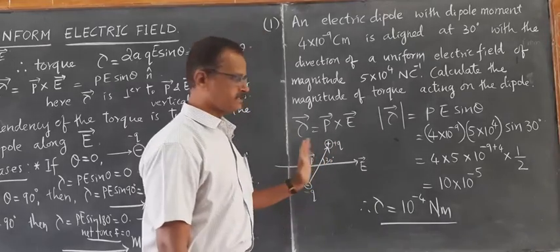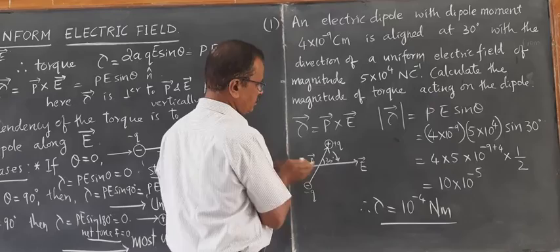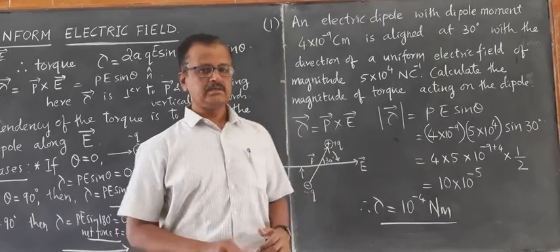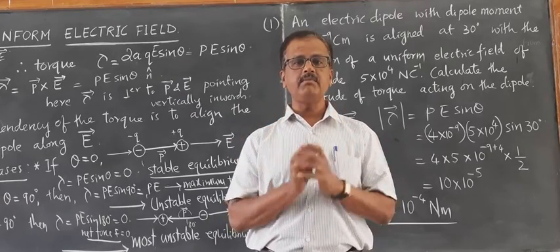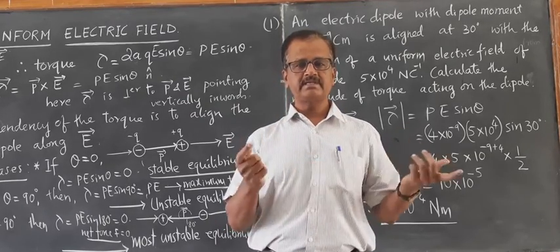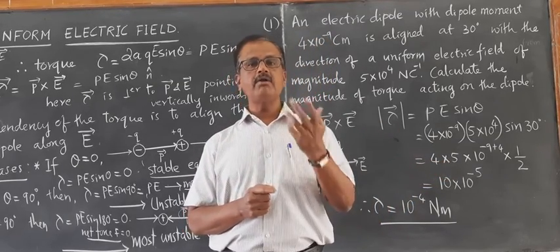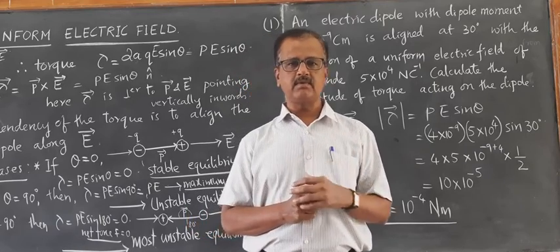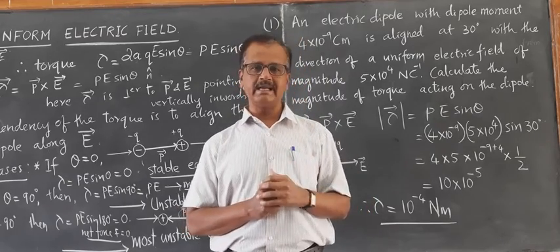So the tendency of this torque is to turn the dipole and align it along the direction of the electric field. So this is the case when the dipole is placed in the uniform electric field. Now next, what happens if the dipole is placed in a non-uniform electric field? Let us discuss that.